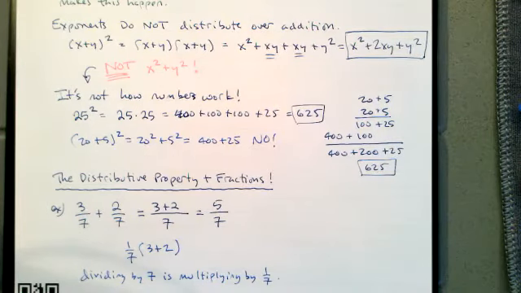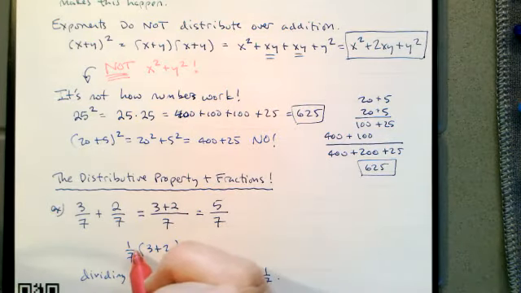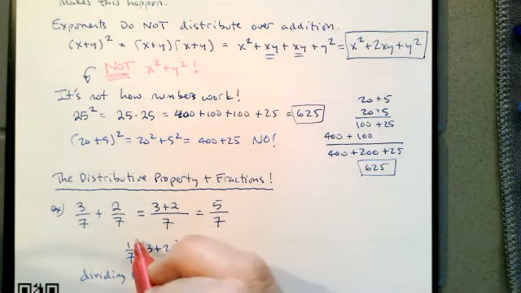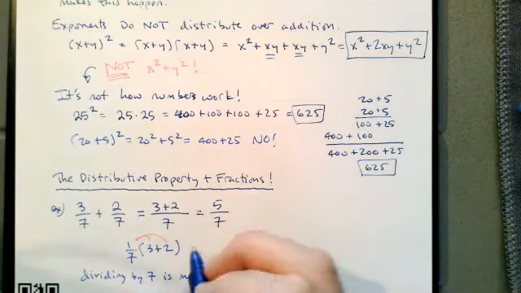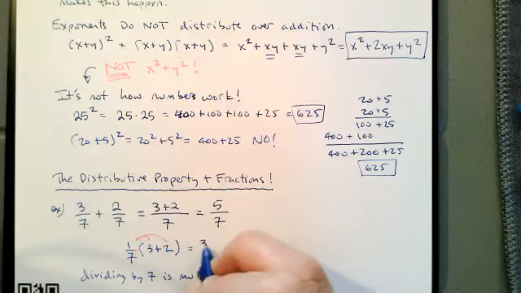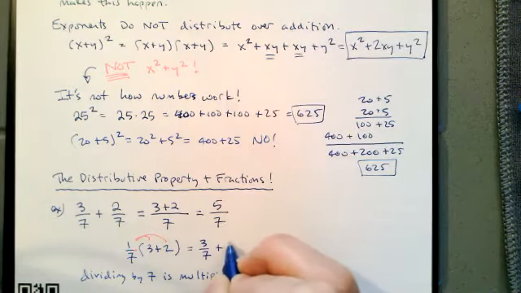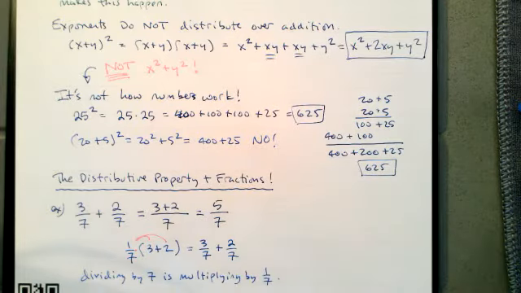And in this way, we're dealing with multiplication. Now that this is multiplication, I can think about distributing the 1/7 to the 3 and the 2. And so it's 1/7 of 3 and 1/7 of 2. So this multiplication distributes over addition. And that means since division is following the same rules as multiplication, that division should distribute over addition as well.